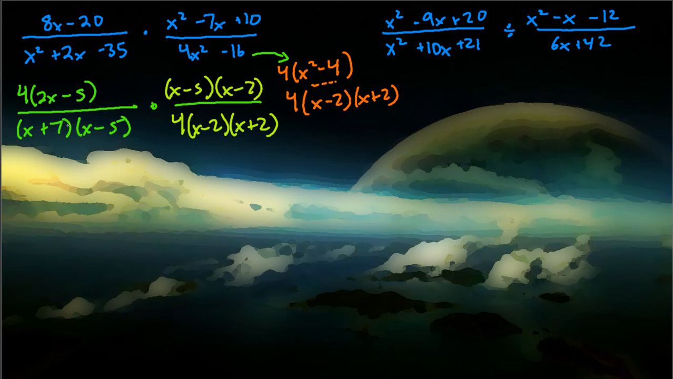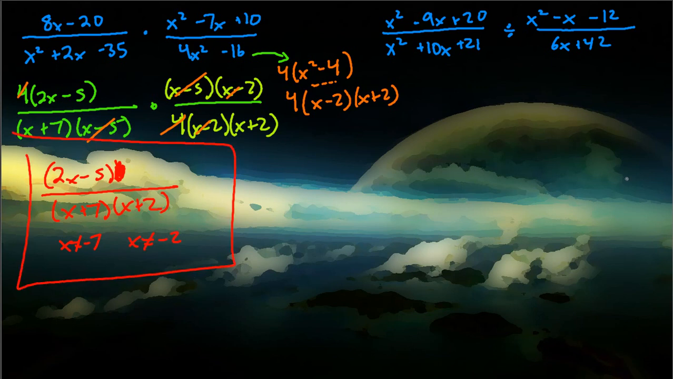Okay, now we're ready to cross cancel. So this 2x minus 5 doesn't cross cancel with anything, but the x minus 5's cancel, and x minus 2's will cancel, and the 4's will cancel. We can cancel numbers as well. So in the numerator, I'm going to have 2x minus 5, and nothing else, so I don't need that. Forget that. And then x plus 7. And x plus 2. And let's think, what can't x equal? Well, x can't be negative 7, and x can't be negative 2. Otherwise, that is our answer.